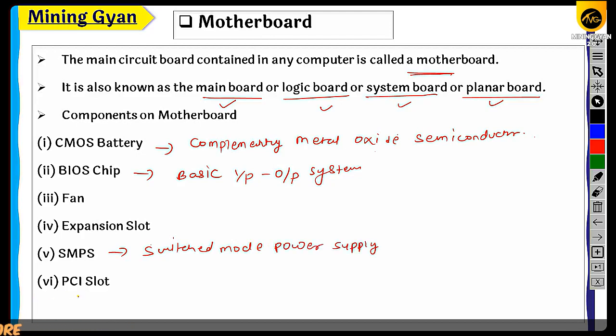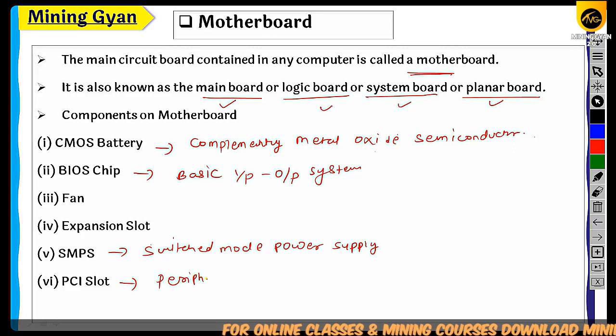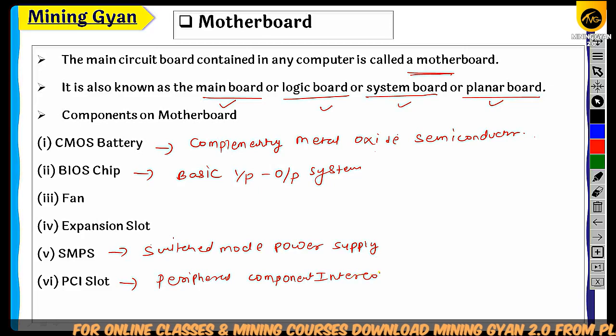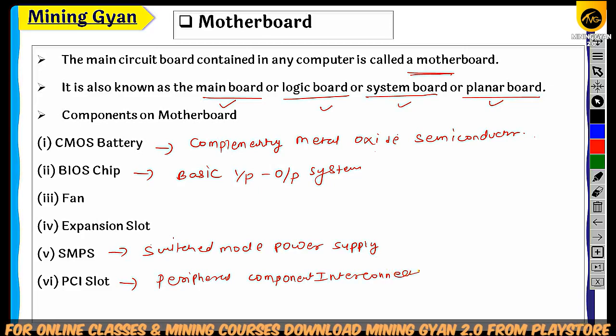The sixth one is the PCI slot. So basically PCI slots mean peripheral component interconnect slots. These are the slots which can connect all the components. So the name clearly mentions what PCI is. Basically, this is used for interconnecting all the slots of the motherboard.